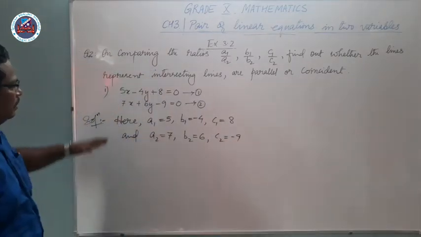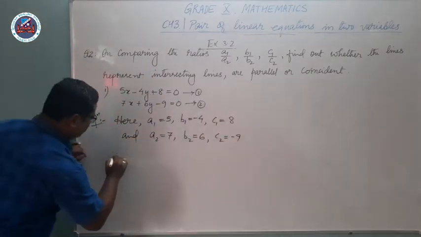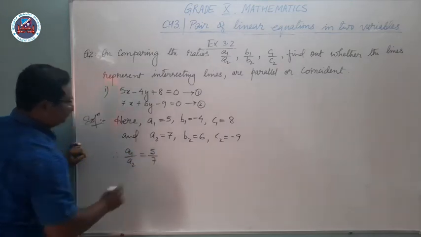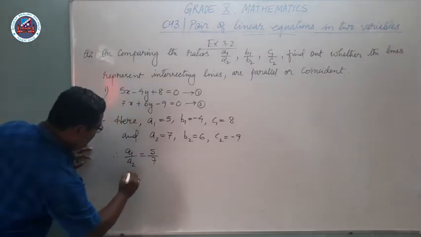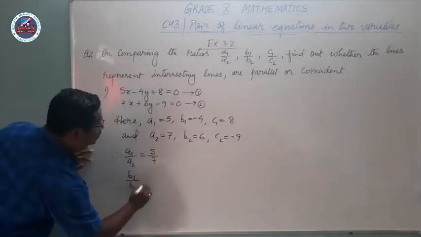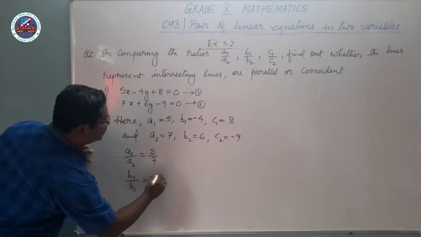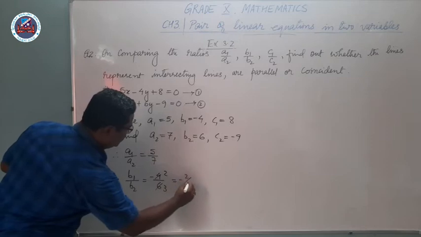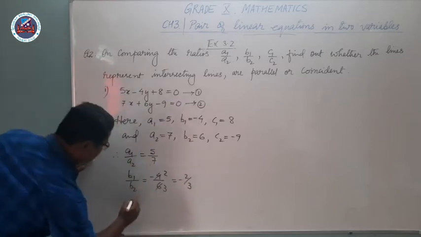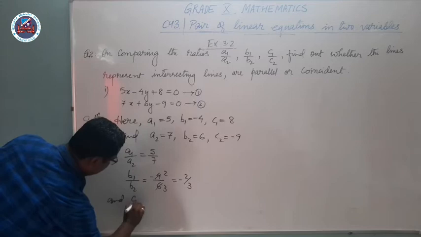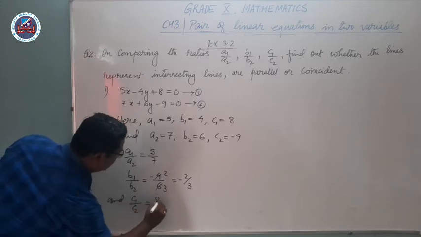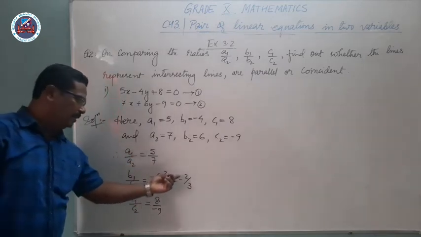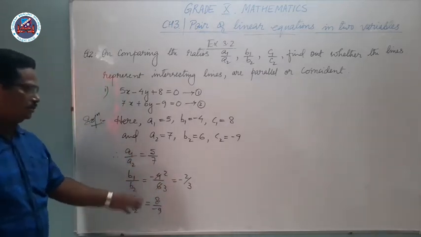After you put this, check one by one. Therefore, A1 by A2 is equal to what? 5 by 7. Done. Nothing to do here. B1 by B2: here you have -4 by 6. Two 2s are 4, two 3s are 6, so you can cancel. And the third one, C1 by C2, is equal to 8 by -9. So you can see very clearly that 5 by 7, -2 by 3 and 8 by -9 are not equal at all.